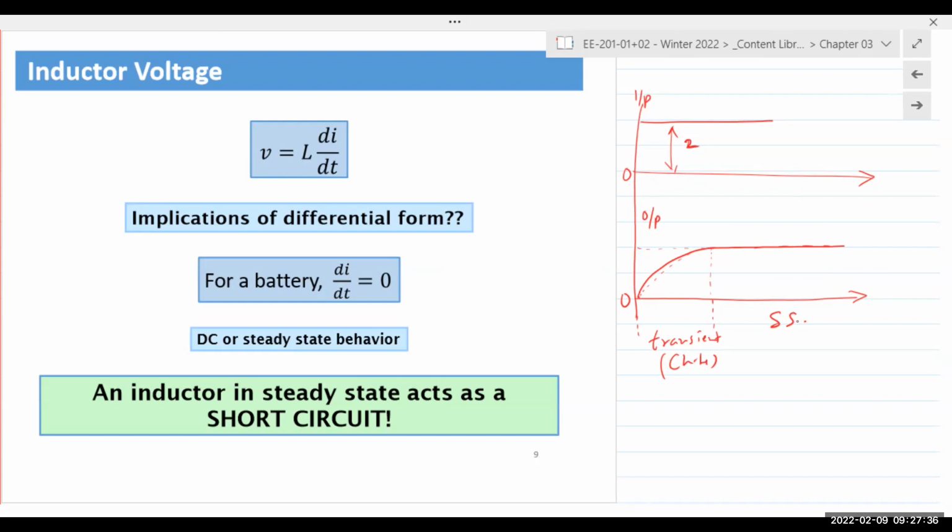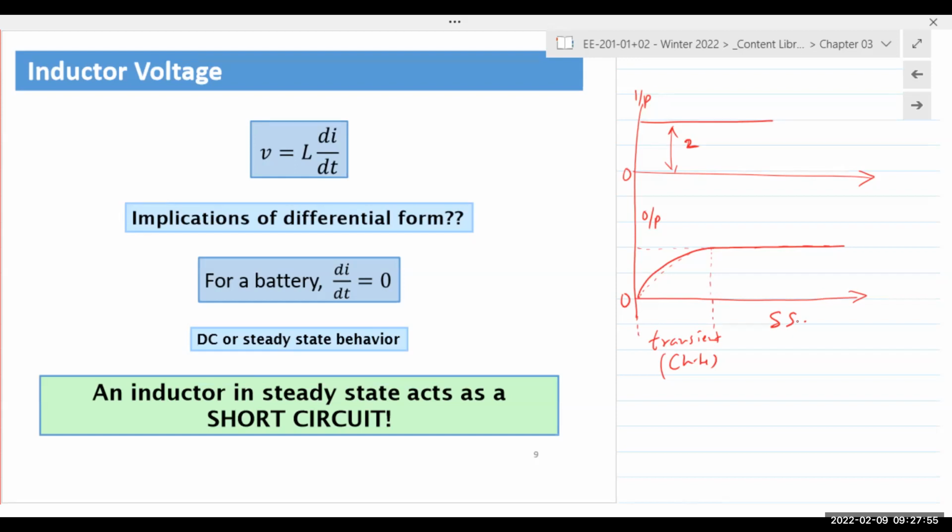Before it reaches steady state, we can say that it varies with respect to time because at any given point in time, the value is different before it reaches steady state. Does everyone see that? Right? Yes.